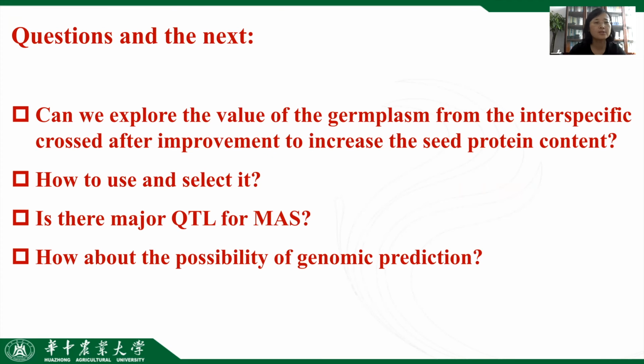So the question is, can we use it to increase the seed protein content, and how do we use and select it? Is there a magic cocktail for this trait, or how about the prediction on this trait?